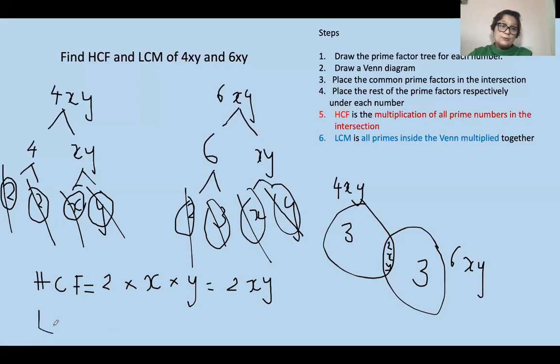For the lowest common multiple of both of them, it is a multiplication of everything. No, 4xy. This one should have been a 2 actually. So it's going to be 2 times 2xy, which is the one in the middle, times 3. Okay, equals 2 times 2, 4, times 3 is 12. So it is going to be 12xy.